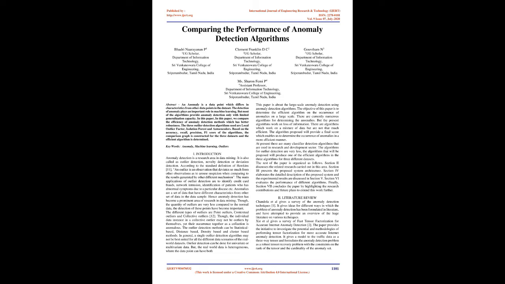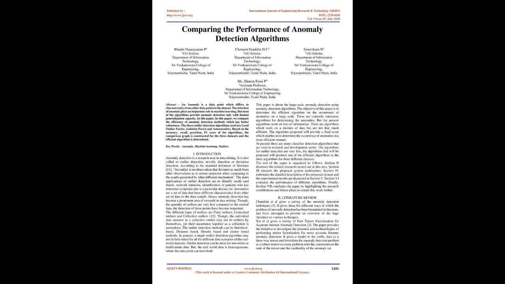The three outlier detection algorithms used are Local Outlier Factor, Isolation Forest, and Autoencoders. Based on the accuracy, recall, precision, F1 score of the algorithms, the comparison graph is constructed for the three datasets and the efficient algorithm is determined. Keywords: anomaly, machine learning, outliers.